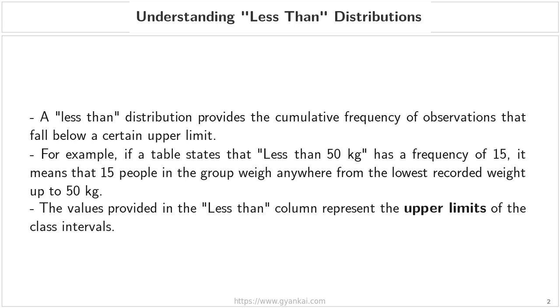So, the most important thing to remember as we move forward into our conversion steps is this. The values you see listed in that less than column are not the frequencies for individual groups, but they actually represent the upper limits of our class intervals. Keep this in mind, because in the next few slides, we are going to learn exactly how to use these upper limits to build our standard intervals.